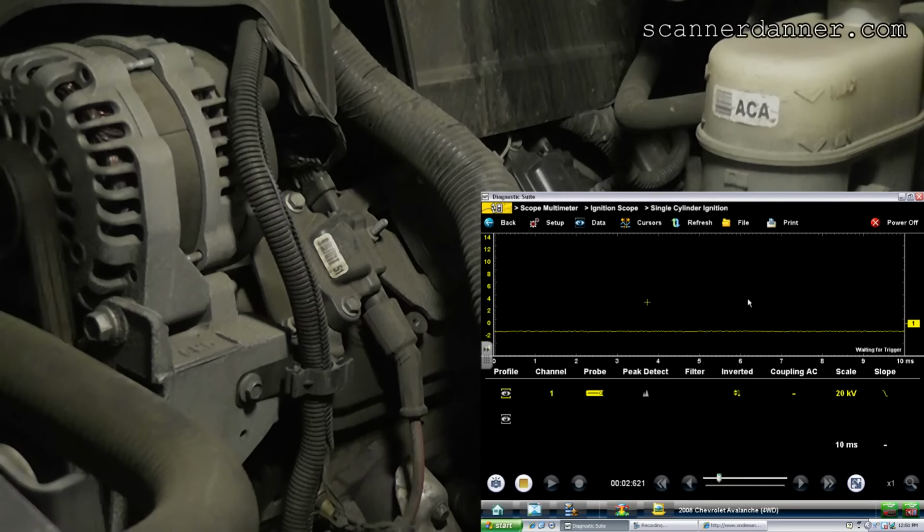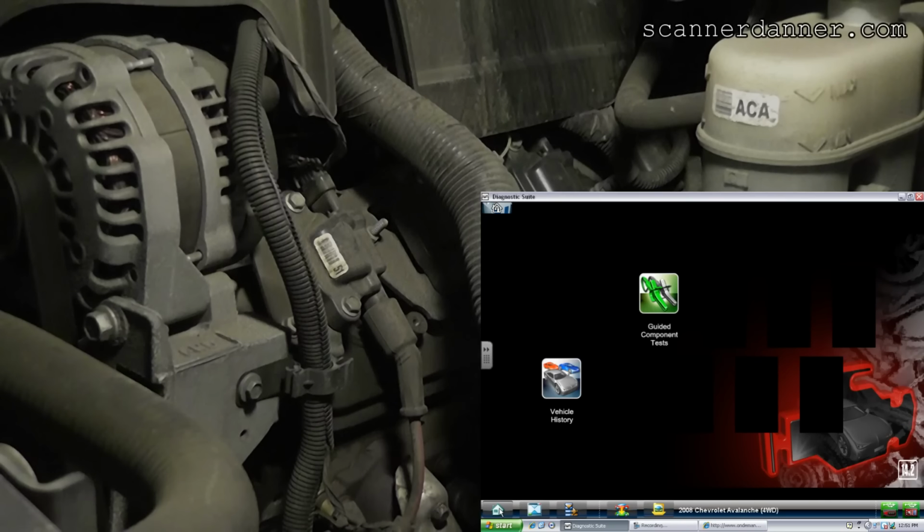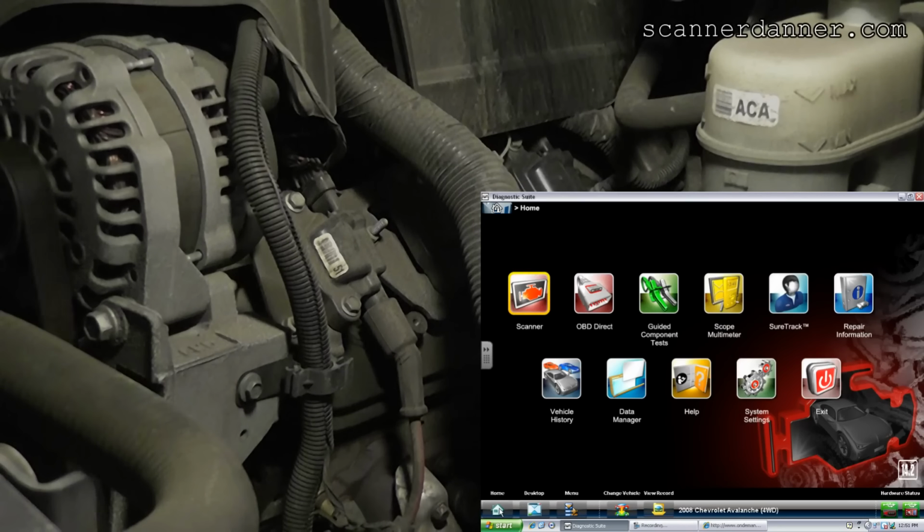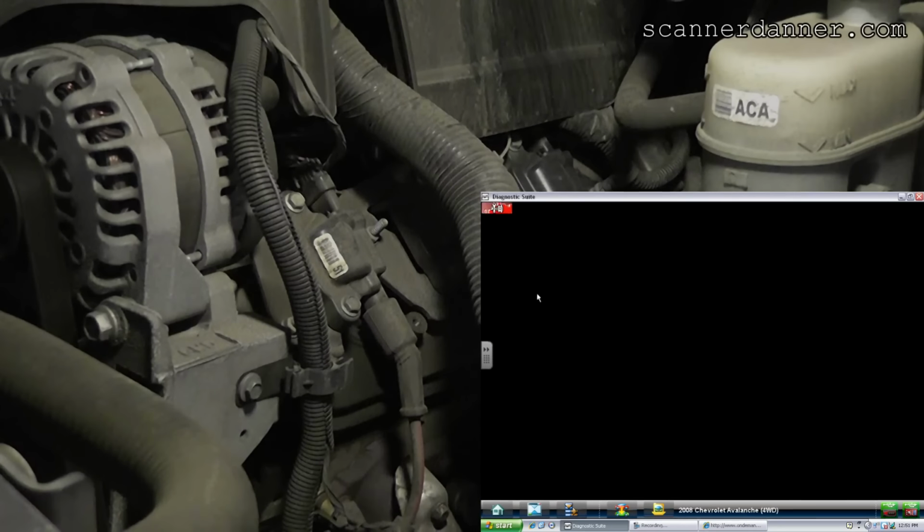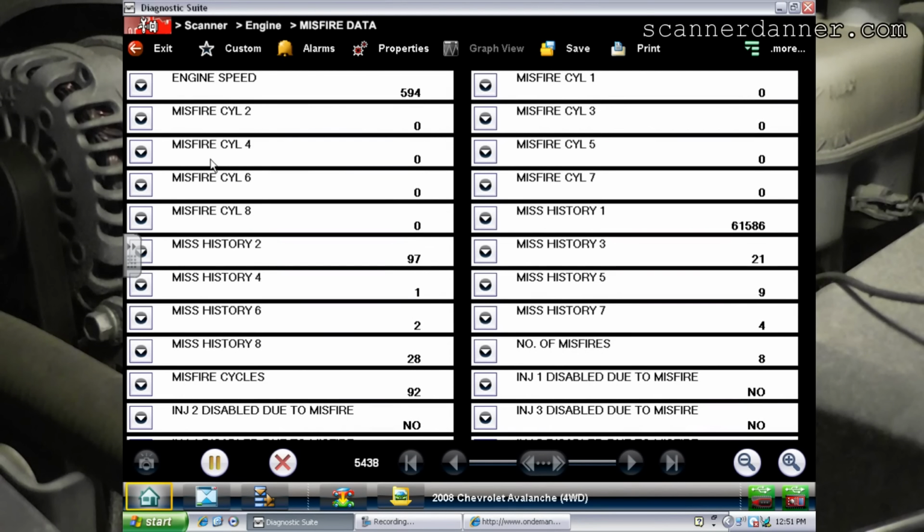All right, so we're addressing the misfire code now on this 2008 Chevy Avalanche. For those of you that missed this first part, I'm going to show it to you again. Go to the scanner, and what I'm looking at is our misfire counters. Remember, we have a P0300 code in memory. And what we do when we have a P0300, we're not sure what cylinder, so we look at history and we look at current.